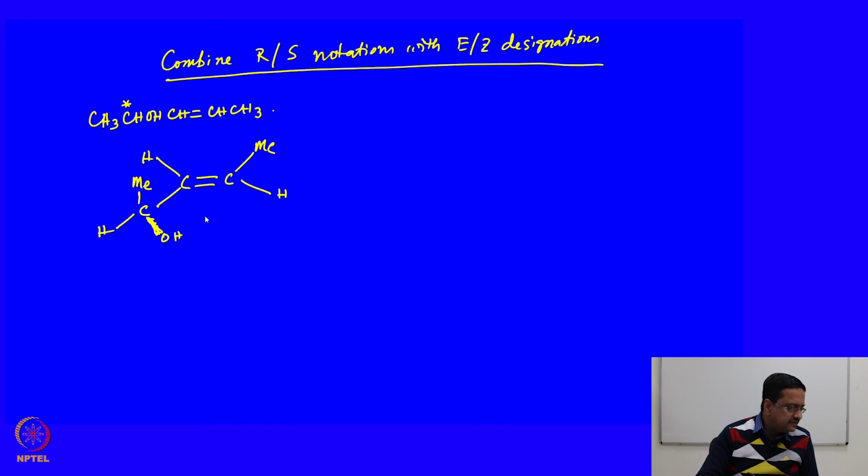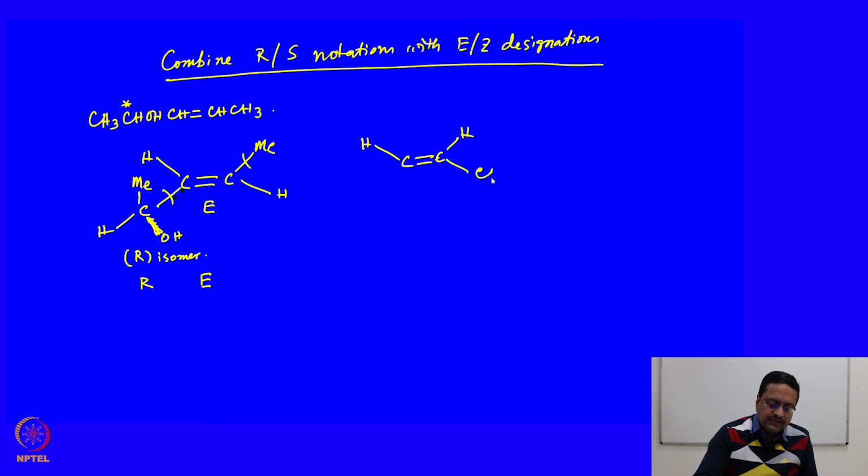So, suppose this is the R isomer, and this R isomer has two highest priority groups on opposite sides. So, this is E. So, the name should have the stereochemical designation R for the chiral center and E for the double bond. On the other hand, this compound, having the methyl group this side, keeping the stereochemistry of the chiral center unchanged, should have R and Z.